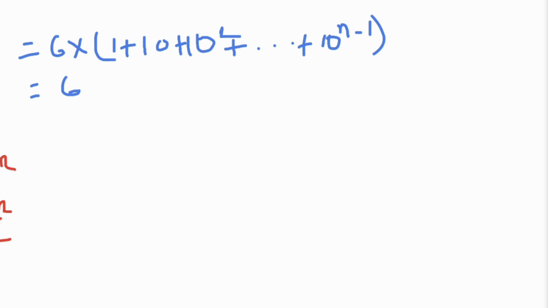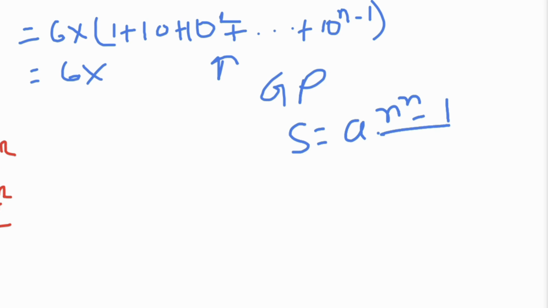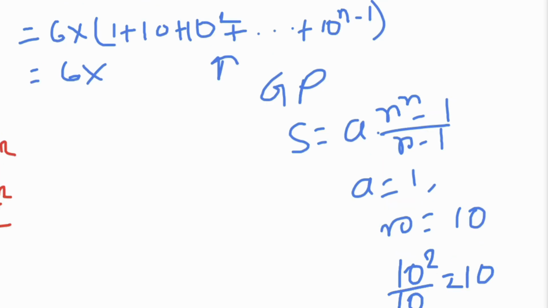Now look at this expression: it forms a sequence, and this sequence is called a geometric progression, where the sum is calculated as a into r to the power n minus 1 over r minus 1, where a is the first term, that is 1 here, and r is the common ratio, that is 10 here. Basically, if you divide a number by the previous number in this sequence, you get the common ratio. For example, the third term is 10 square and the second one is 10. If you divide, this is 10. This is the way we calculate r.